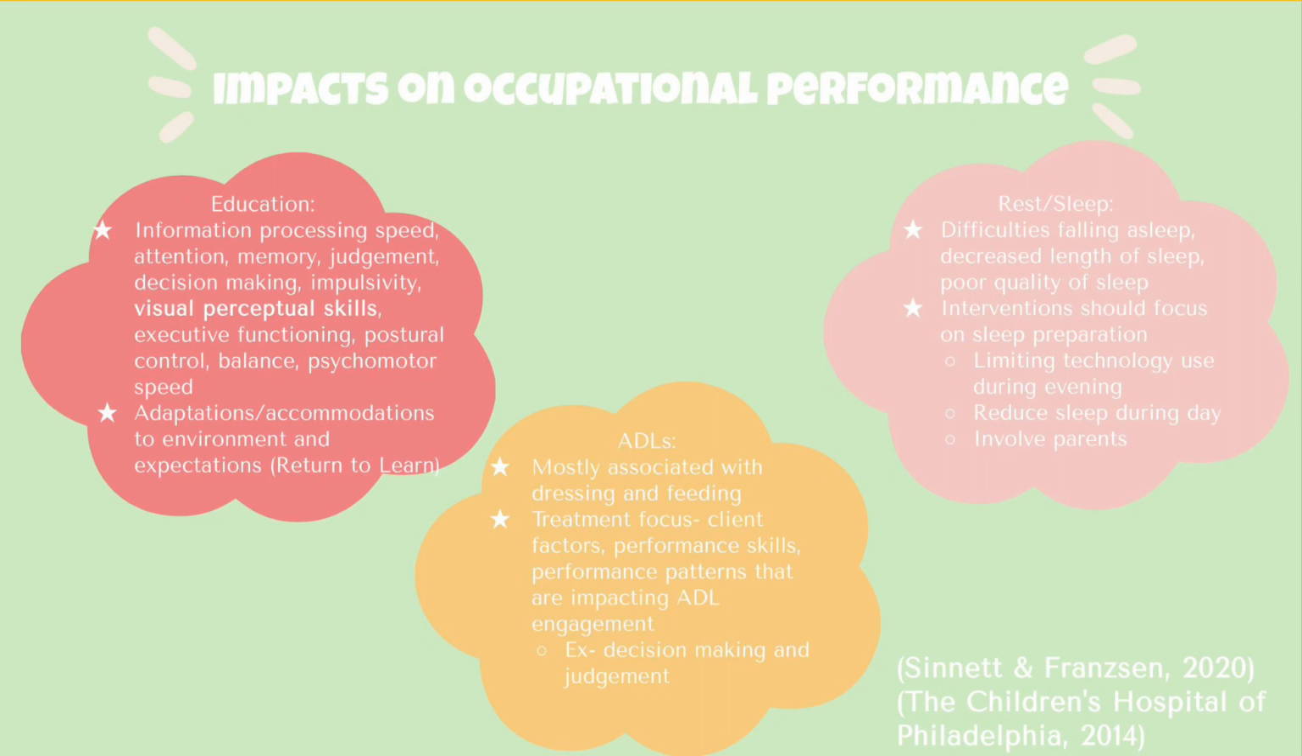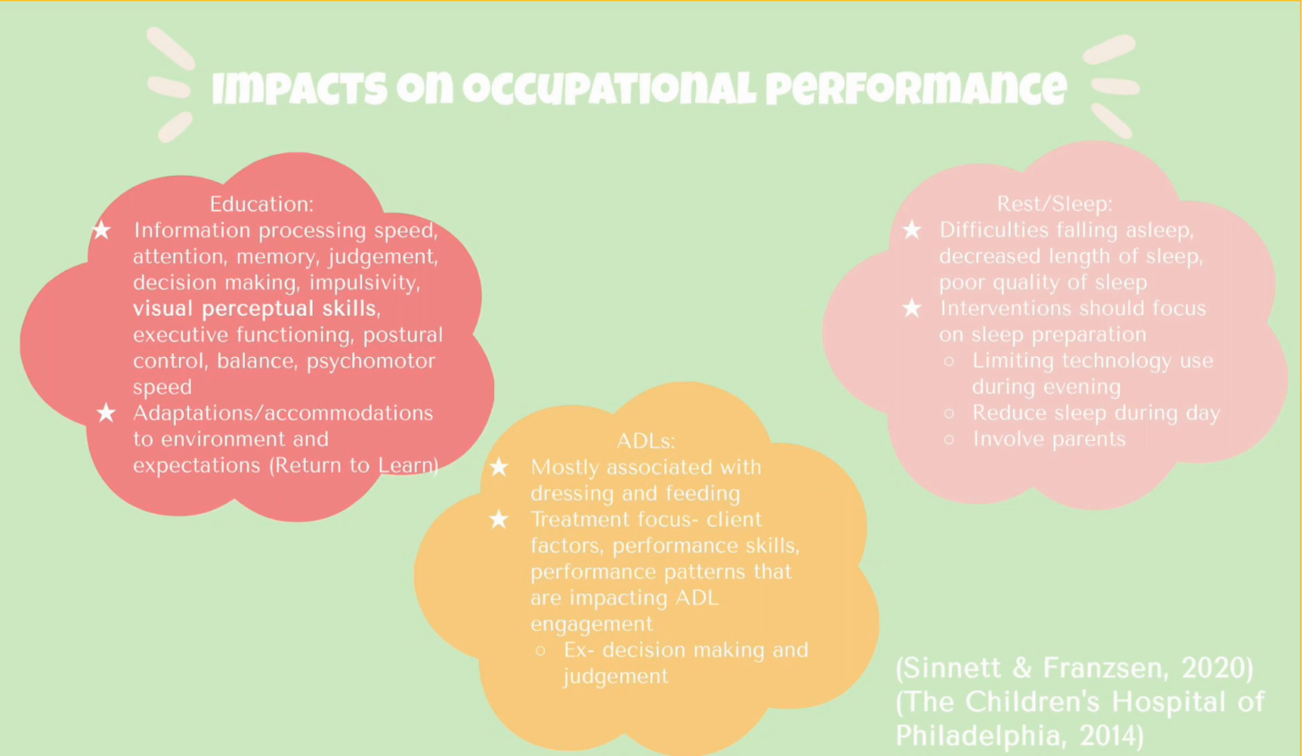Some examples include decision-making and judgment, which could make it hard for them to choose the clothes they want to wear or the meal that they may want to eat or prepare. Another occupation that we chose to focus on is rest and sleep. Concussions may lead to difficulties falling asleep, as well as a decreased length of sleep and a poor quality of sleep, especially if the area of the brain that is damaged is the hypothalamus and surrounding areas.